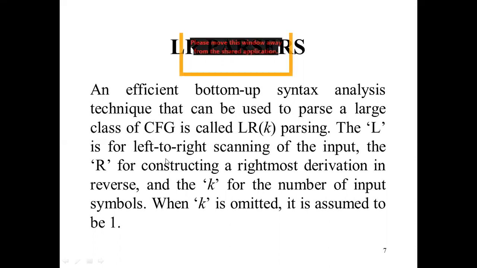The L is for left to right scanning of the input. Whenever we have a source program, the scanning starts from left to right. The R is for constructing a rightmost derivation in reverse, and k is for the number of input symbols. Here k is a variable and depends on the number of inputs. When k is omitted, it is assumed to be 1.